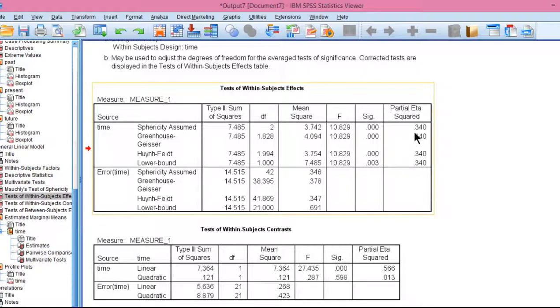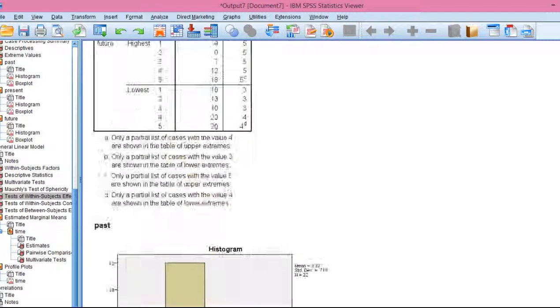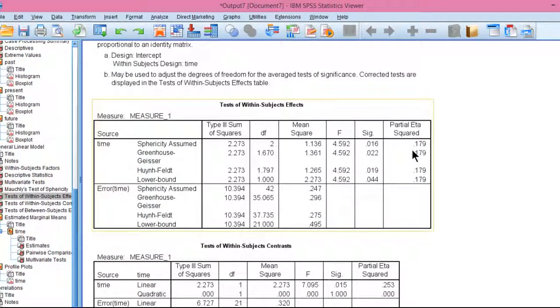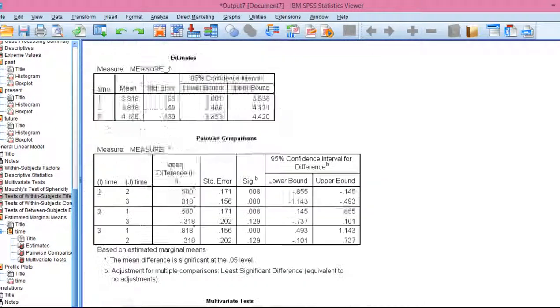Let's actually look at the partial eta squared, 0.34, for people who have not won the lottery. And for people who won the lottery, the partial eta squared was actually 17.9. So it was actually at least numerically smaller. So that's a bit interesting.